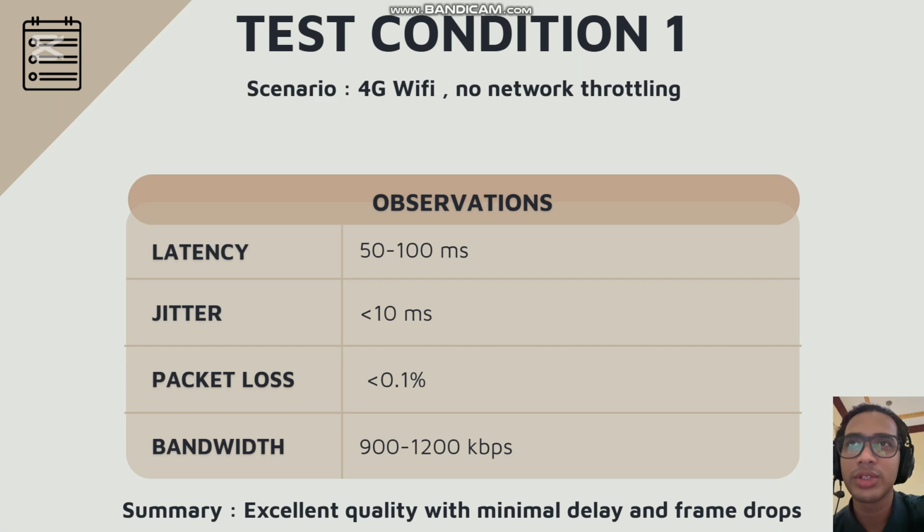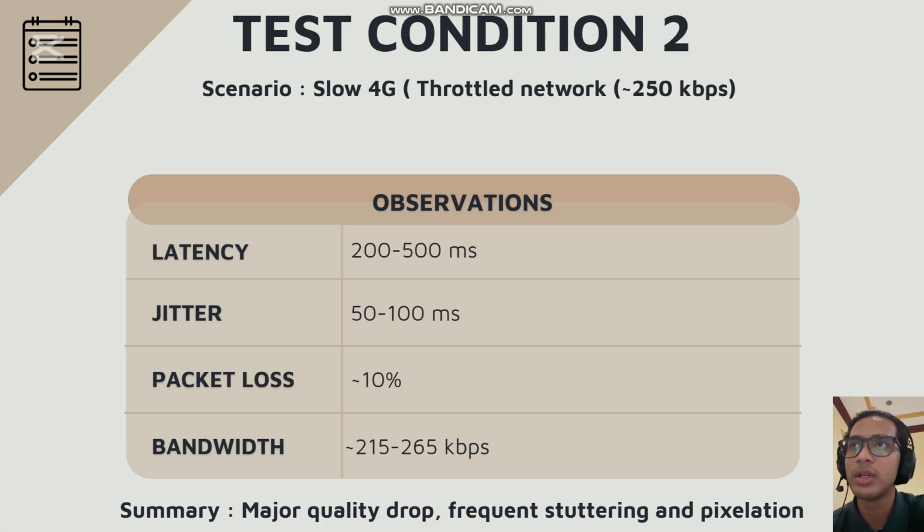Next is test condition 1. The scenario is 4G Wi-Fi with no network throttling. The observations I got are latency of 50 to 100 milliseconds, jitter of less than 10 milliseconds, packet loss of less than 0.1%, and bandwidth of 900 to 1200 kilobytes per second. In summary, this condition gives excellent quality with minimal delay and frame drops.